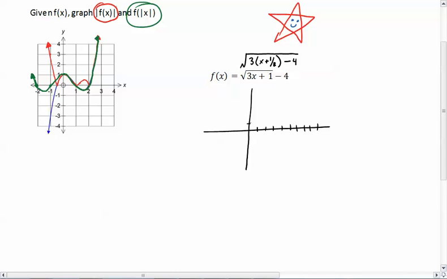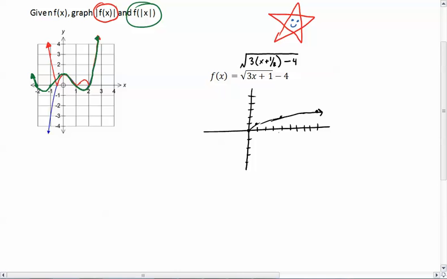I'll go ahead and go all the way up to 9. And from there, we go (0, 0), (1, 1), (4, 2), and (9, 3). So all of those points will be helpful. So there's my original function.